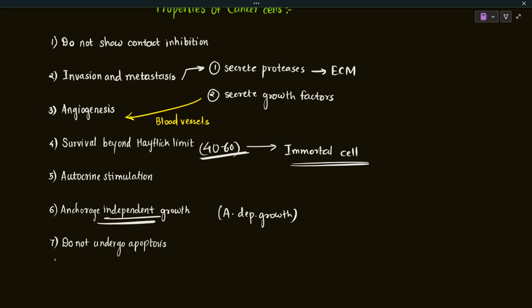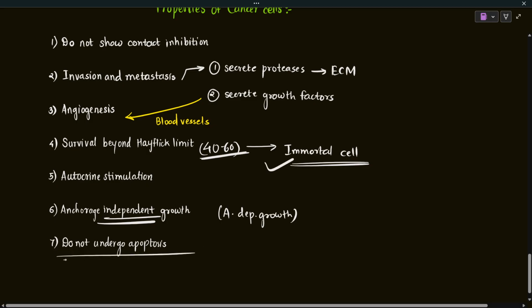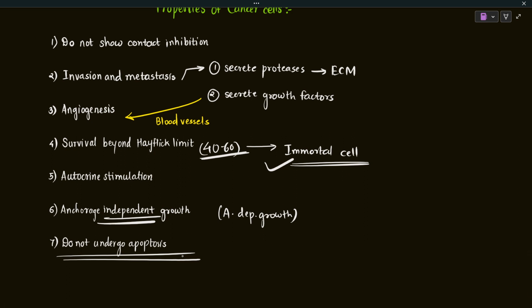And last but not least, what makes them immortal cells is that they do not undergo apoptosis. Apoptosis is programmed cell death. Every cell, when it ages, undergoes apoptosis, but cancer cells do not exhibit this property, which makes them immortal cells. So this is it for today's video.